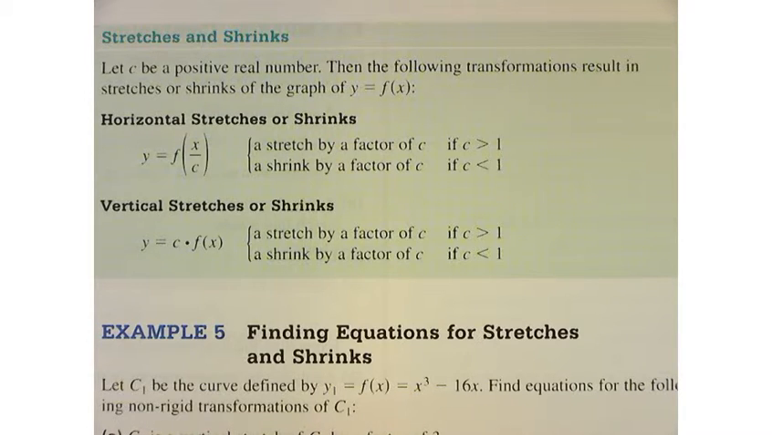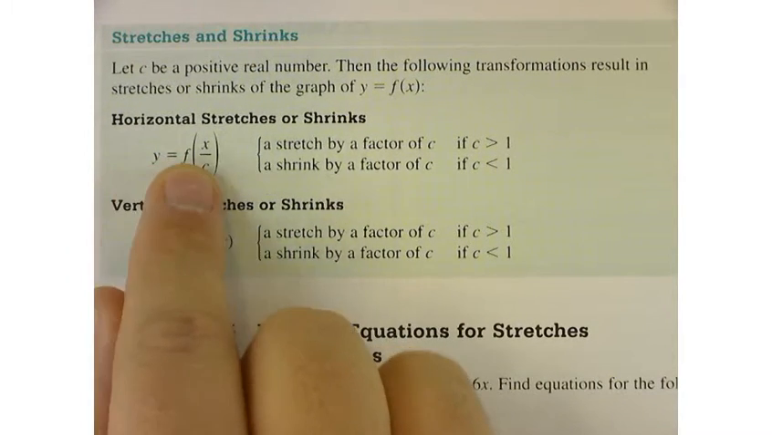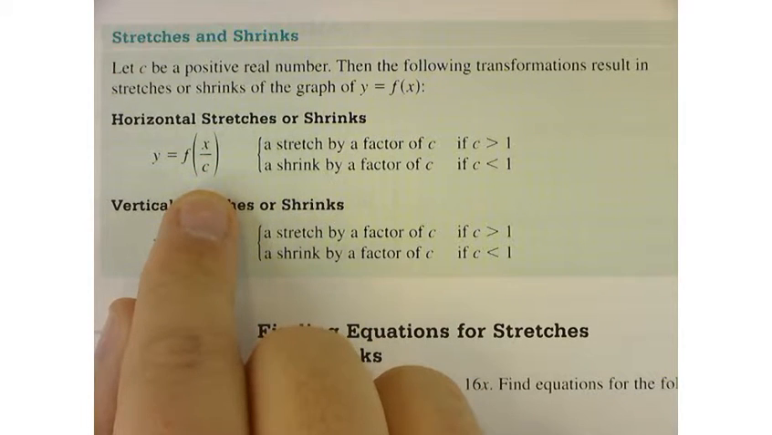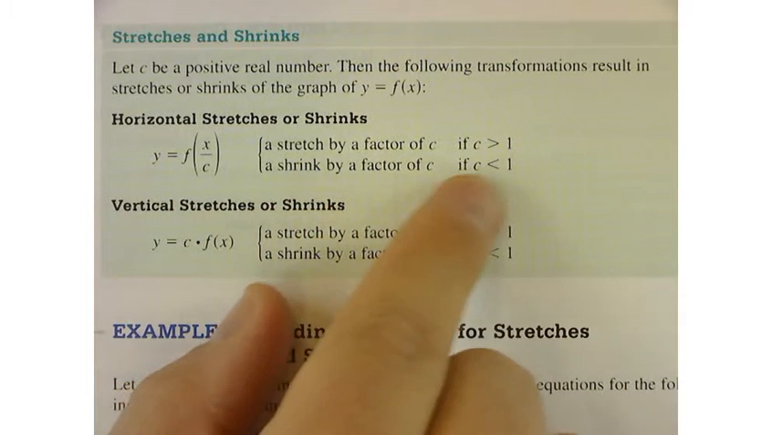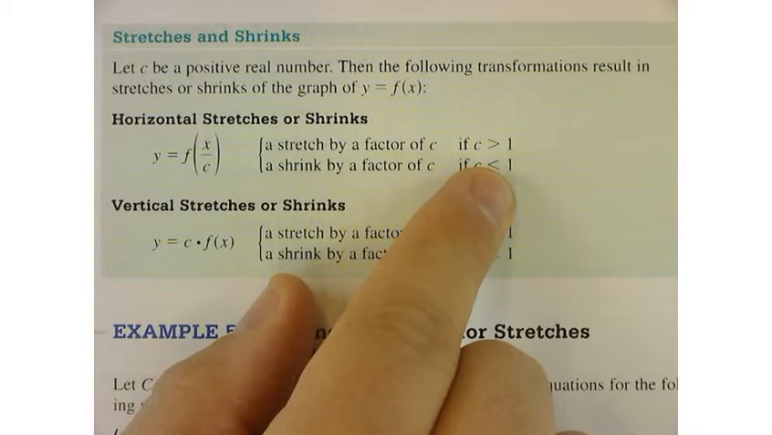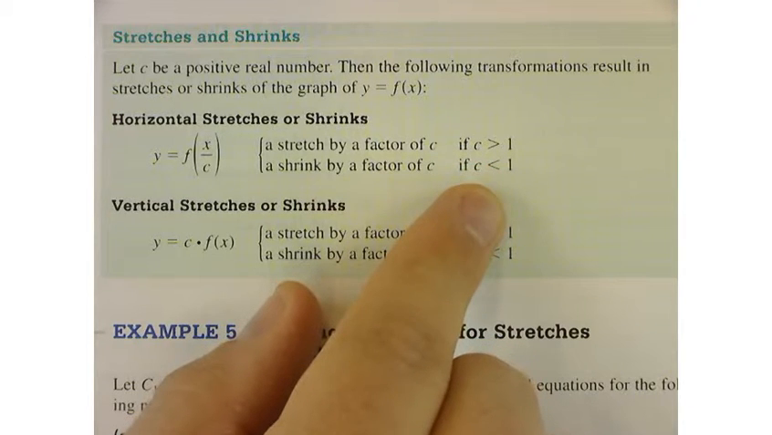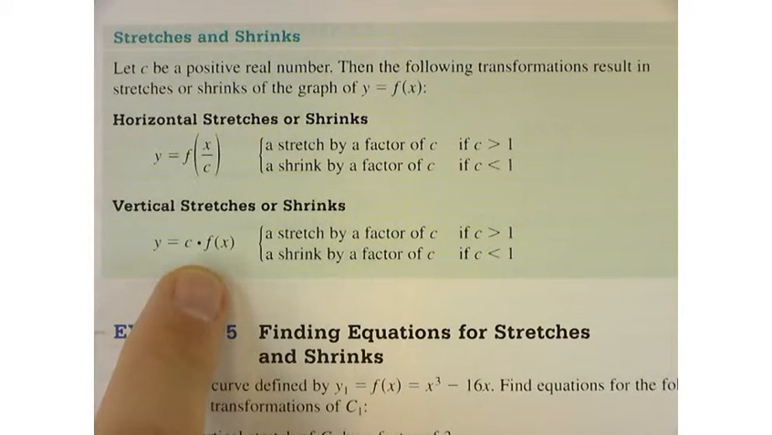This is based on this. So if I say y is equal to f of x, but I divide x by a number c, then if c is greater than 1, we stretch it by a factor of c. If c is less than 1, then we shrink it by a factor of c. Okay? Now vertically it's the same thing, except we have the constant in front of the function.